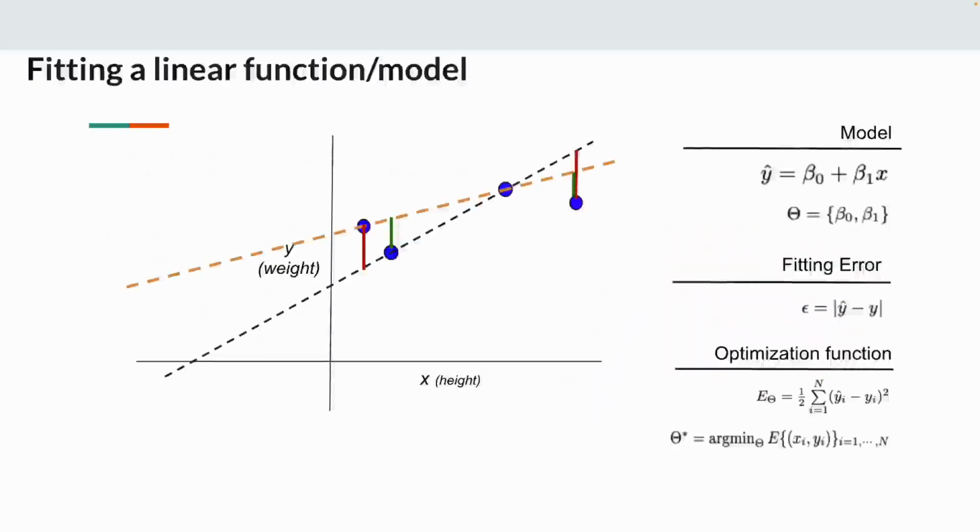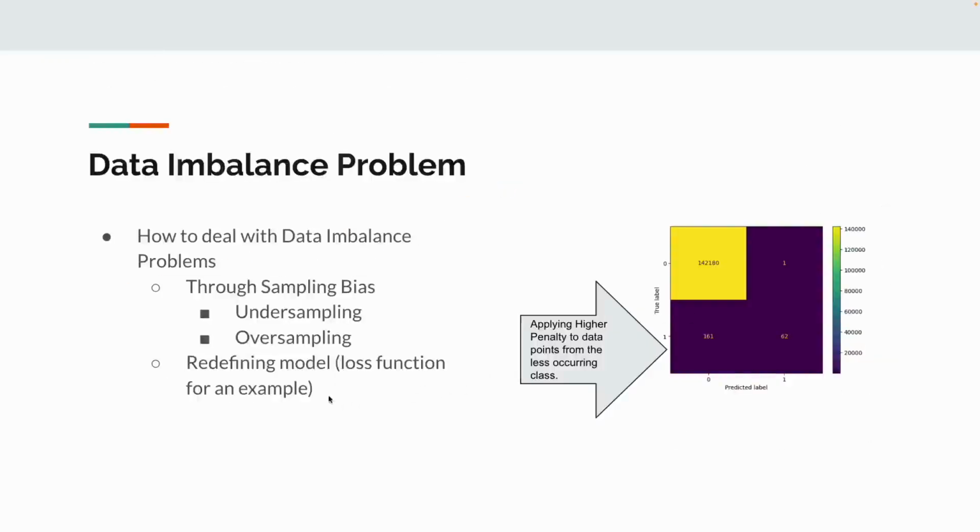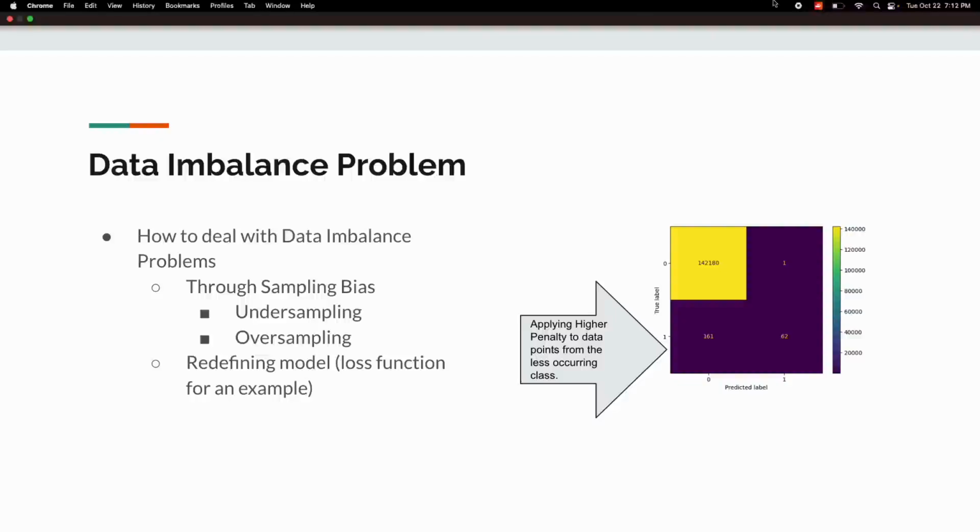So in summary, we have learned about how to deal with the data imbalance problem. Two techniques we have learned. One is that you impose a sampling bias: you either undersample the data from a majority class, or you oversample from the minority class, or you redefine your loss function. These are a few techniques that you can apply to your data imbalance scenarios. Okay, let me know if you have any questions. Thank you.